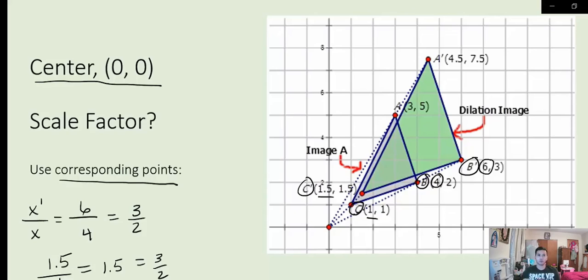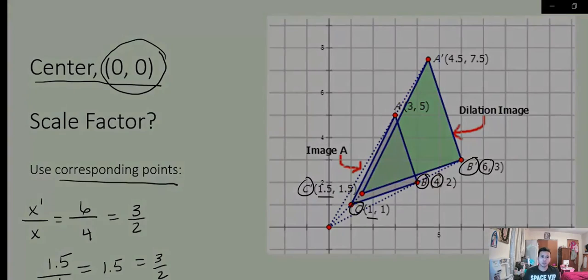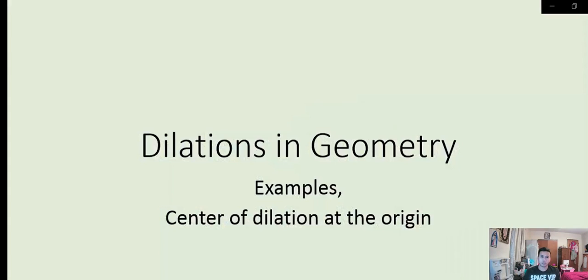Okay, so we'll have more examples about dilating an image where the center of dilation will be at the origin of our Cartesian coordinate plane, which is at 0, 0. Take a look at this example. Dilation in geometry, another example wherein the center of dilation is at the origin. So let's start with example number 1.